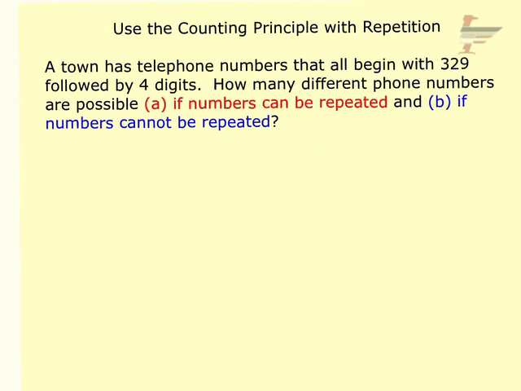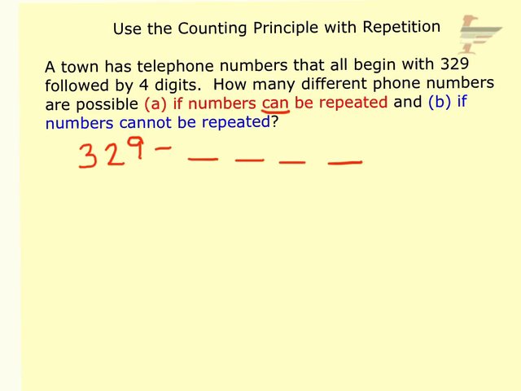Okay, this one's a little bit different. This says a town has telephone numbers that all begin with 329, followed by 4 digits. How many different phone numbers are possible if the numbers can be repeated and if the numbers cannot be repeated? Okay, so if they can be repeated, my number is going to be 329, and then 4 numbers, and I can repeat my digits.